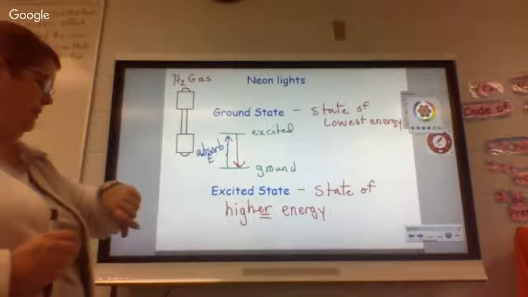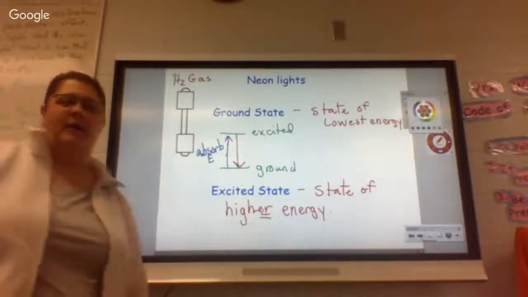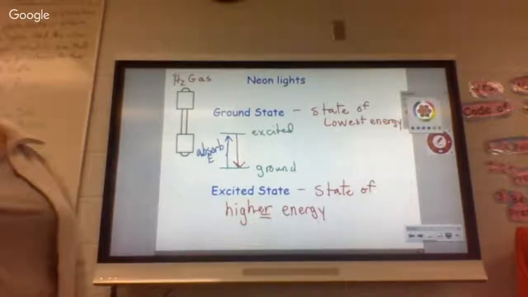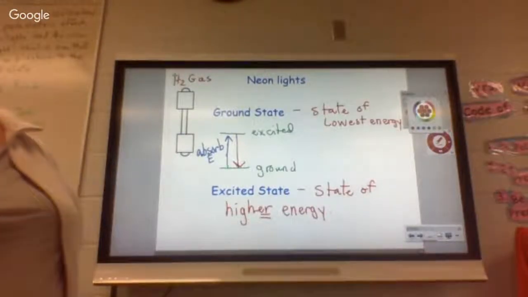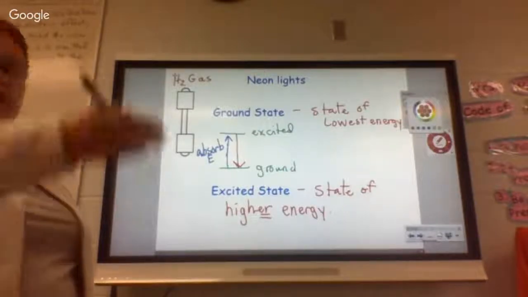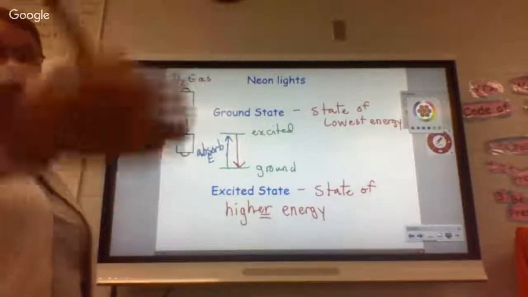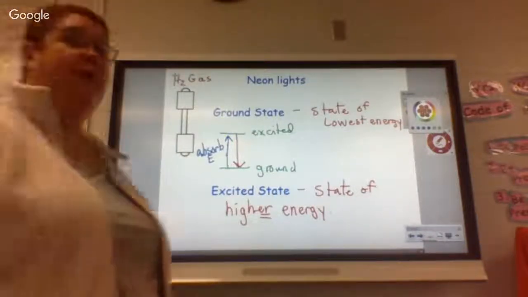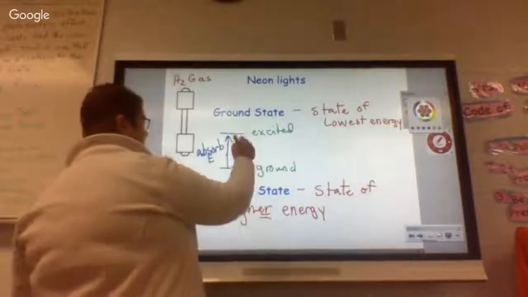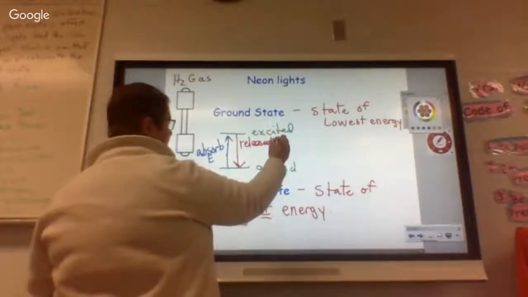So when we pass a high voltage current through the hydrogen, all right, what happens when the electrons come back down? It will go back up, but what happens when it comes back down? It goes back to its lower state. Yes, and it produced light. All right, it released, or we could say emits, light.